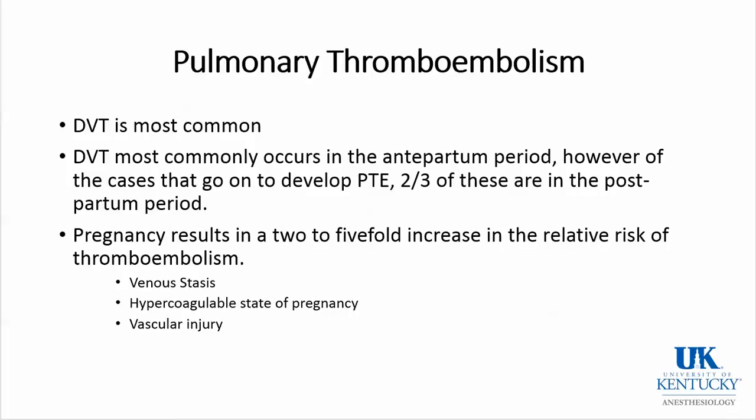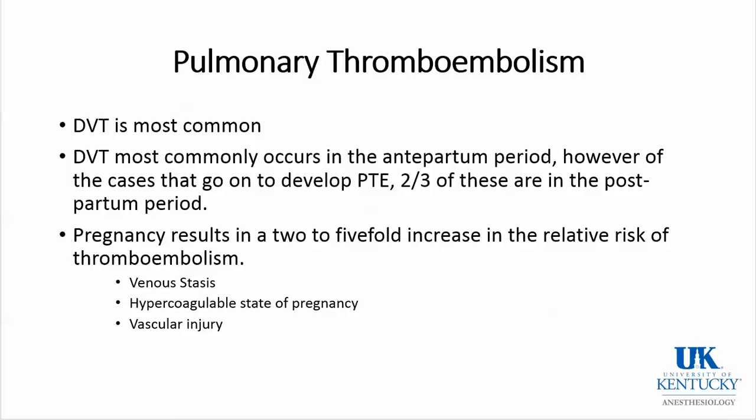It's important to note, though, recently that the incidence of DVT has decreased due to increased efforts to get patients up and ambulating postpartum. So why is pregnancy such an issue when you think of pulmonary thromboembolism? Basically, it's because of these three reasons here: venous stasis, hypercoagulable state of pregnancy, as well as vascular injury. So when you think of venous stasis, you have to think about the enormous increase in the size of the uterus. At term, the uterine blood flow increases to about 700 to 900 mLs per minute, which is about 10 to 12% of the maternal cardiac output.